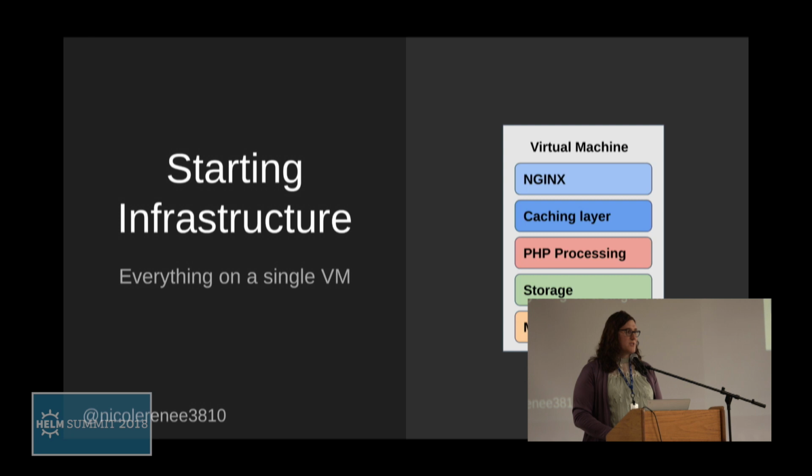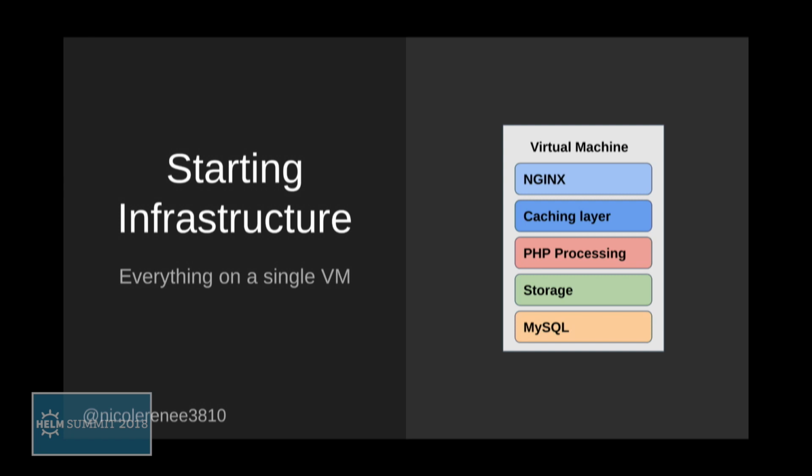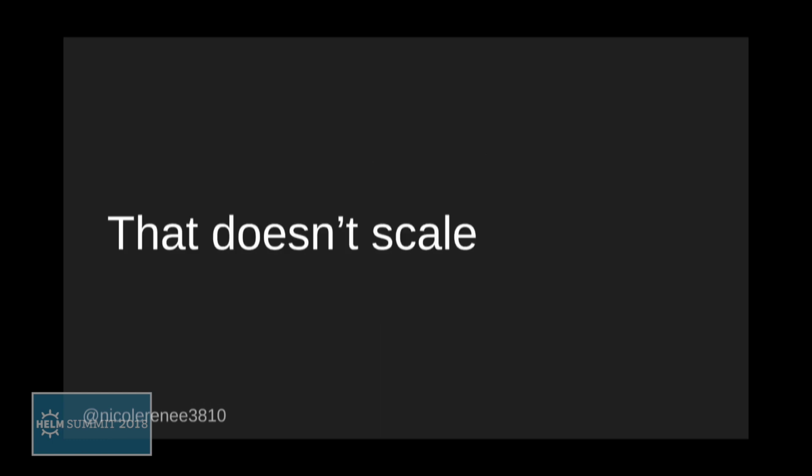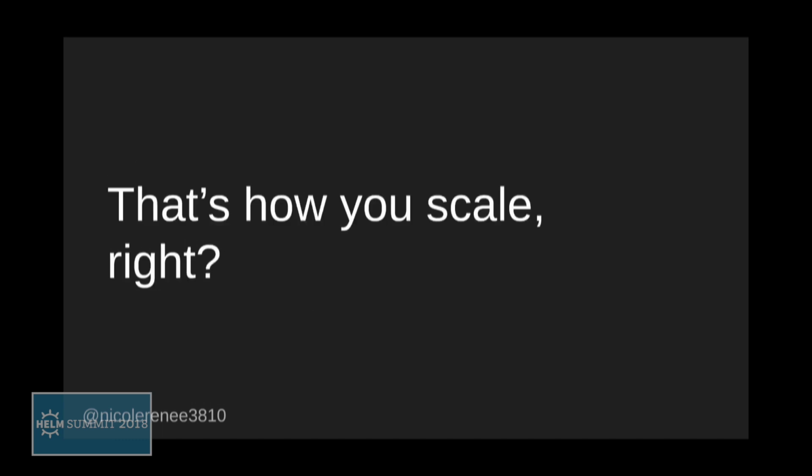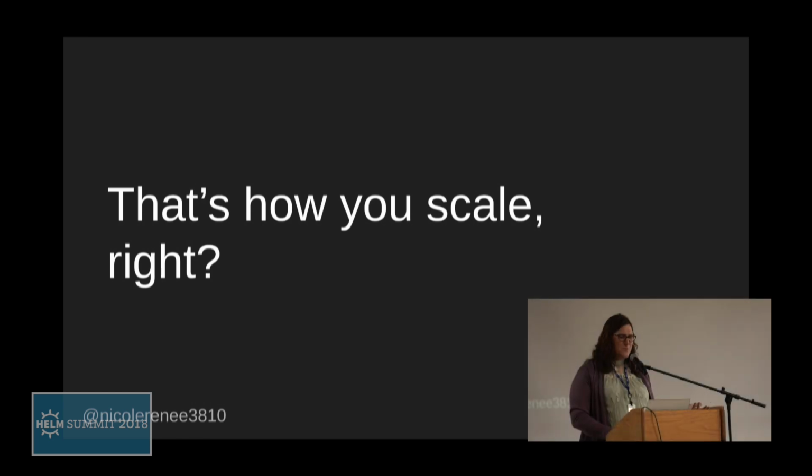So we started with an infrastructure that looks something like this. We have a VM that's running Nginx, has a caching layer, PHP processing, storage, and MySQL. And we have 6,000 of these. That doesn't scale. So containers, Docker, Kubernetes, these are all the cool buzzwords these days, and that's how you scale, right? So we started down the path of figuring out, how do we move this into containers?